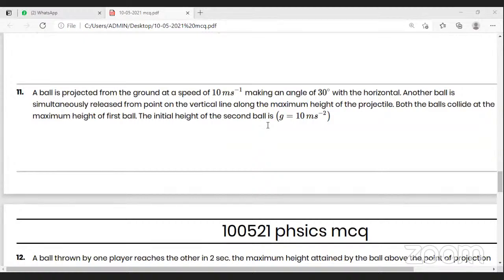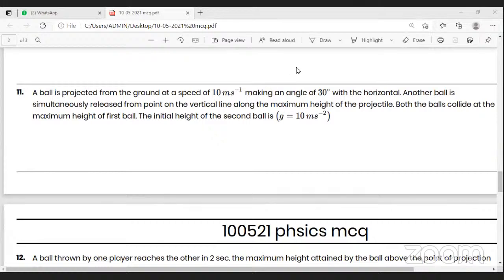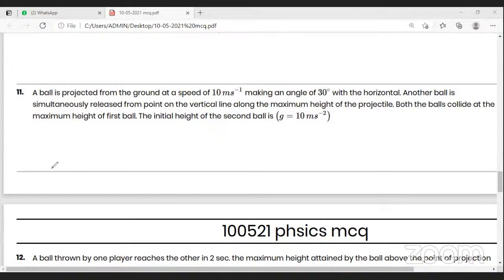Read the question carefully. Two balls were given. The first ball is projected with what velocity? 10 meter per second. At what angle? 30 degrees. It may follow the projectile motion like this. That is about the first ball. Another ball is simultaneously released from a point on the vertical line along the maximum height of the projectile, like this. Both the balls collide at the maximum height of the first ball.